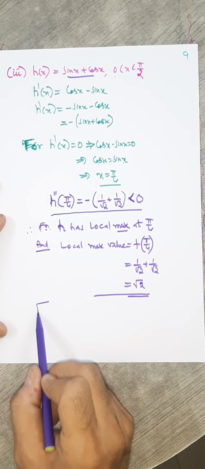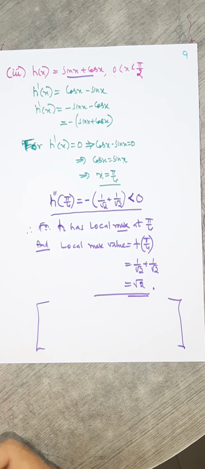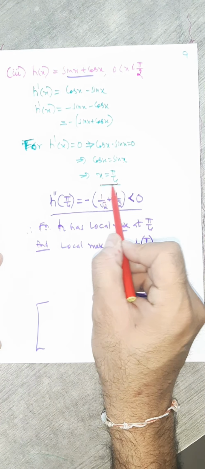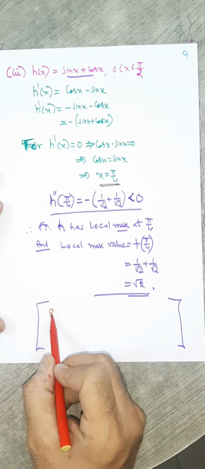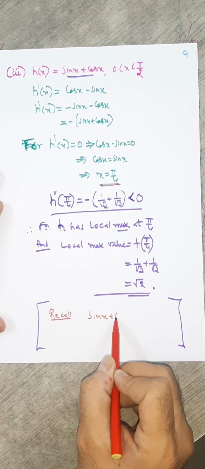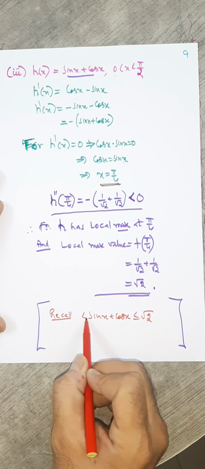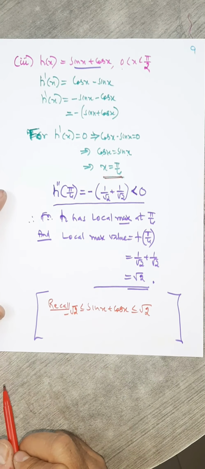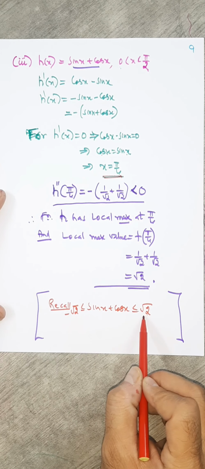It has no local minimum value because the second order derivative is never positive, since you have just one turning point. If you recall from 11th standard, sin x plus cos x has a maximum value of root 2 and a minimum value of minus root 2. That's the range of sin x plus cos x, minus root 2 to plus root 2.